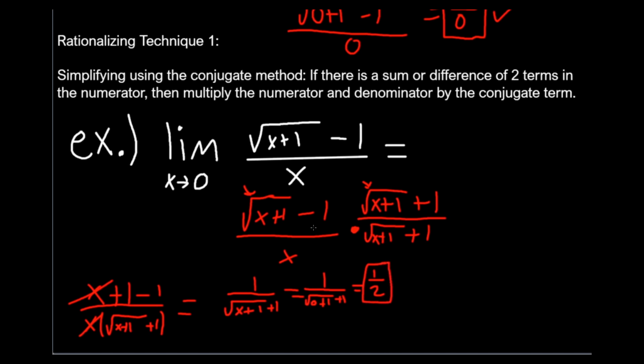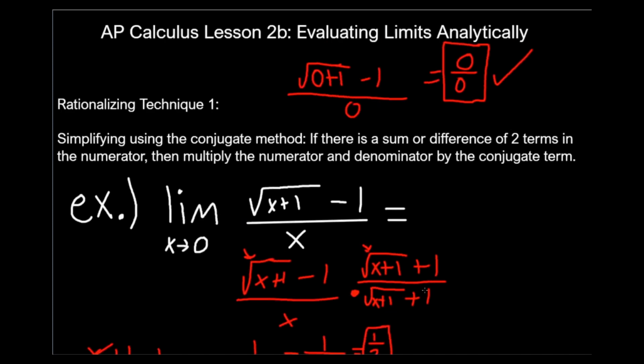The big step here is just remembering that you need to multiply this by the conjugate. Since this was the square root of x plus 1, minus 1, we multiply the numerator by itself but change the minus 1 into a plus 1, and then multiply the denominator by the same thing. From there, we simplify a little by removing these 1s because they canceled each other out, then cancel the x's, and then we plug it in to get our real answer. So that's the first rationalization technique.